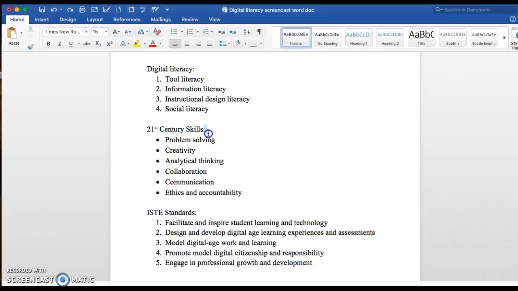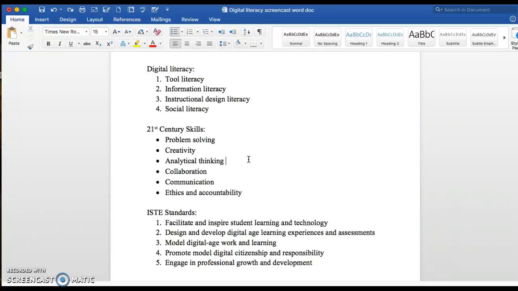So those were the 4 parts of digital literacy, and these tie into our 21st century skills as well. What are 21st century skills? They are skills that we need as we continue to advance in this technology age. They are problem solving, creativity, analytical thinking, collaboration, communication, and ethics and accountability. These skills can be divided into 3 groups: your ways of thinking, your ways of working, and your ways of living in the world.